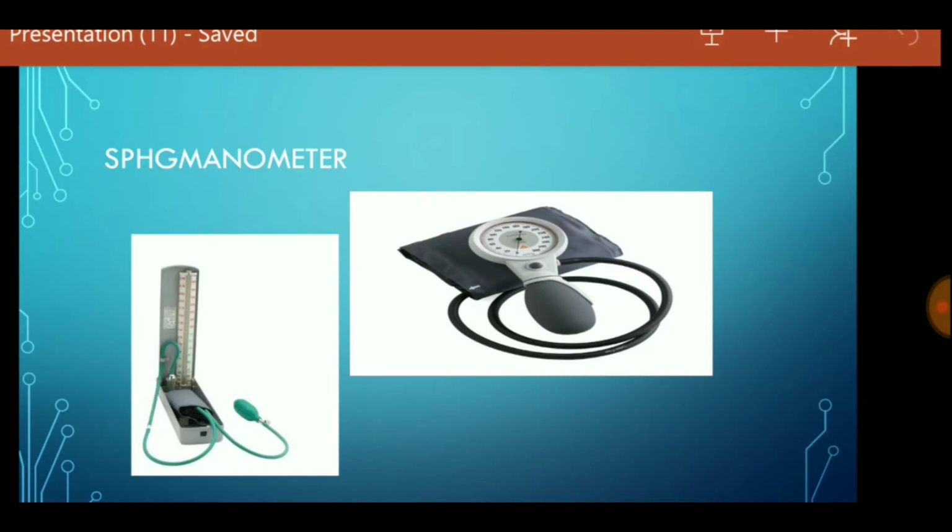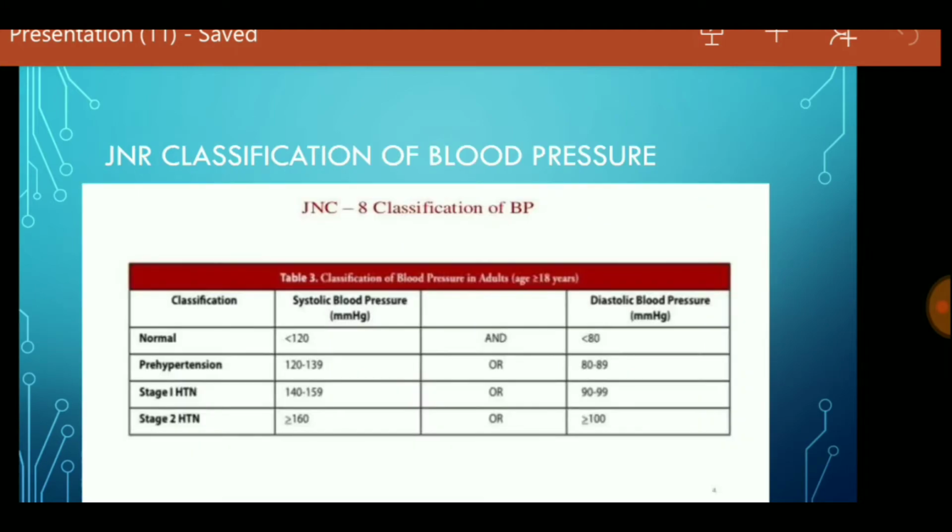an intra-arterial catheter is used to identify the BP more accurately, because with a machine there can be machine error, observer error, or subject error, so many conditions are there to discuss. Okay, we are going to discuss the JNC classification of blood pressure.